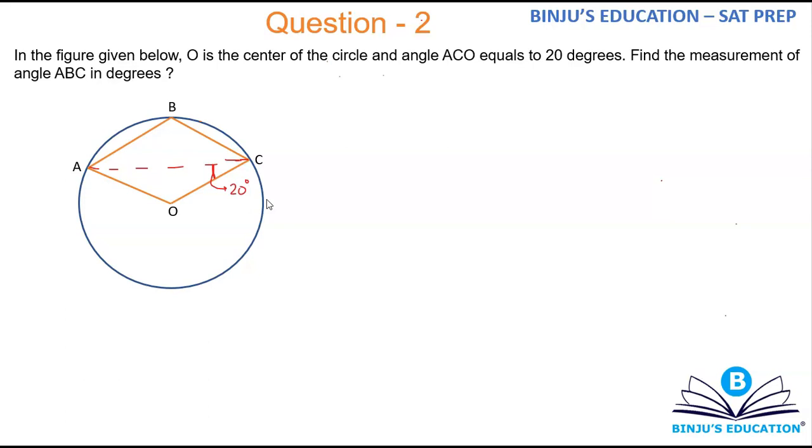Let's see. Now let's first concentrate on triangle ACO. When you concentrate on triangle ACO, you realize that AO is equal to CO because they both are basically the radius of a circle. So which means they are equal. Now in a triangle, there is this basic property which everyone knows, that angles opposite to equal sides are equal. So if ACO is 20, then CAO has to be 20 also.